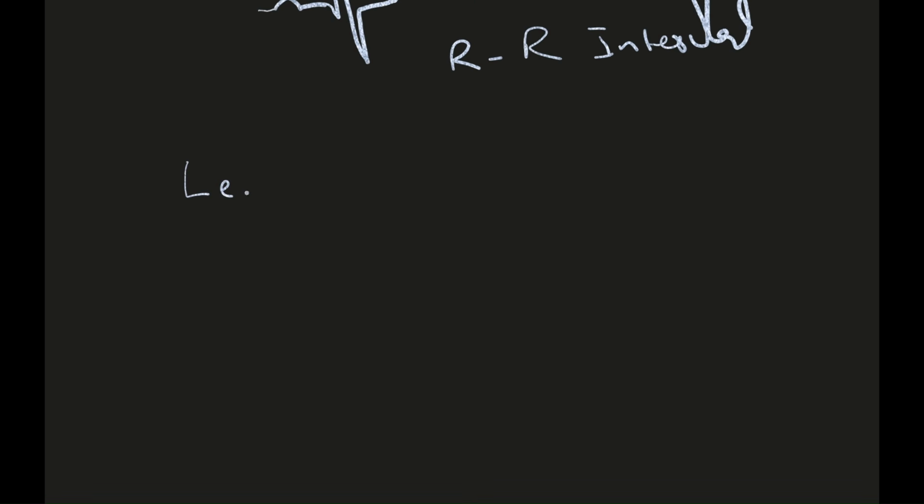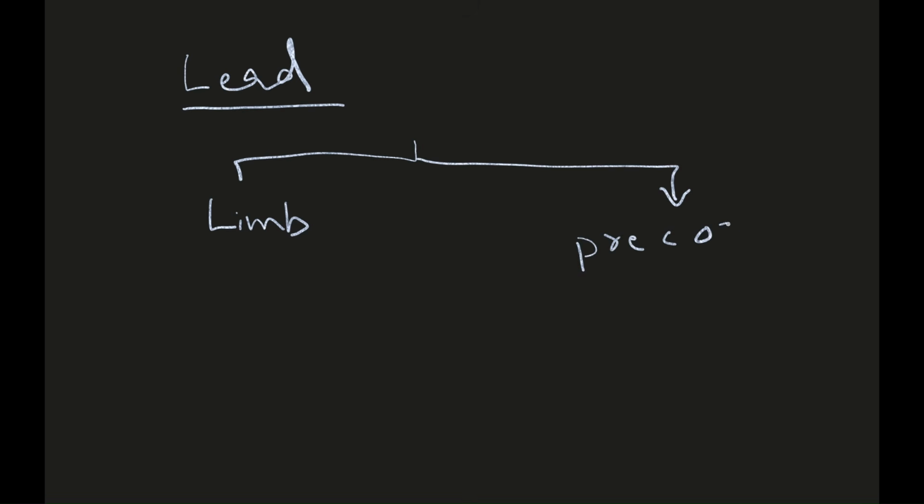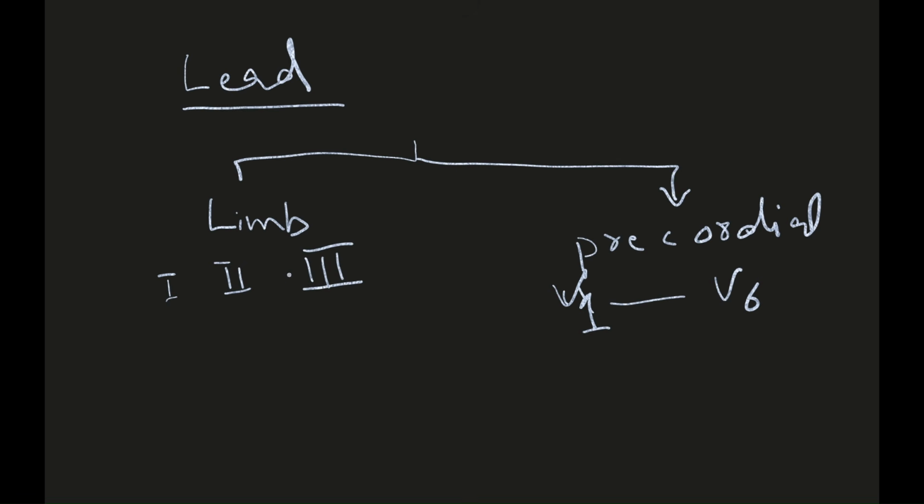Now, what about the ECG leads? We can divide these ECG leads into two groups. One group is limb leads, and the other is precordial leads. We all know that precordial leads are denoted by V1 all the way to V6, and limb leads are 1, 2, 3, AVR, AVL, and AVF.